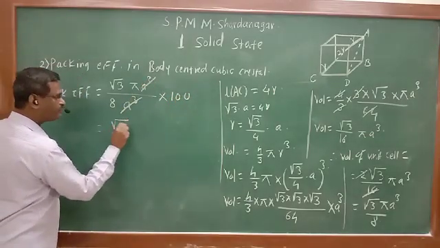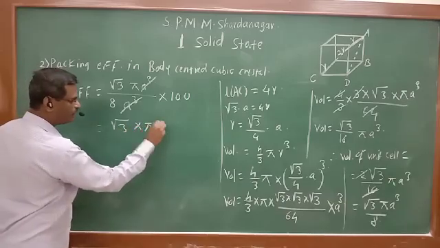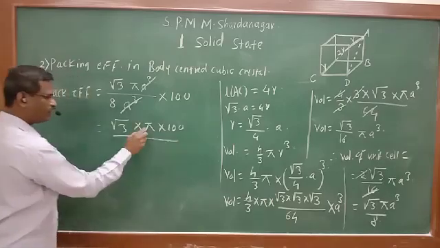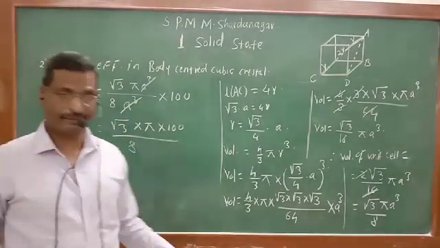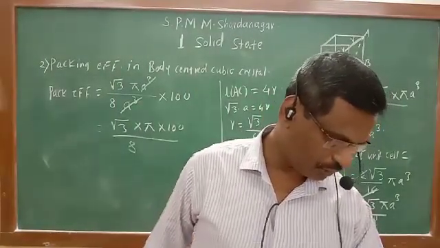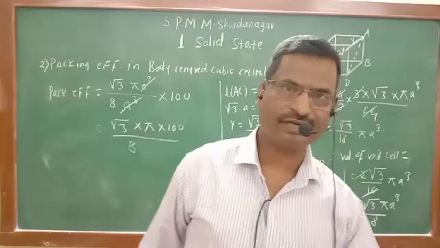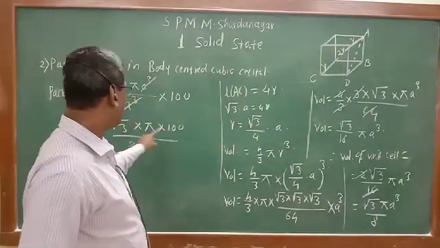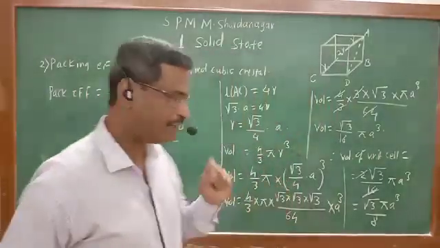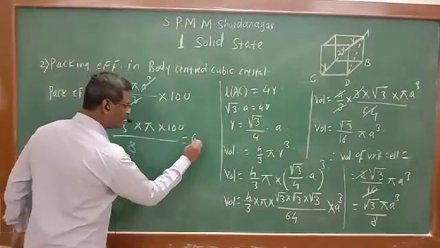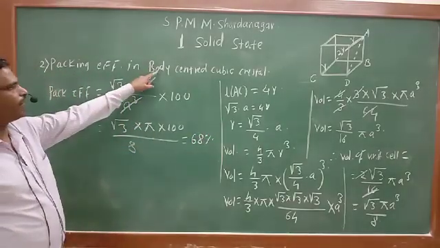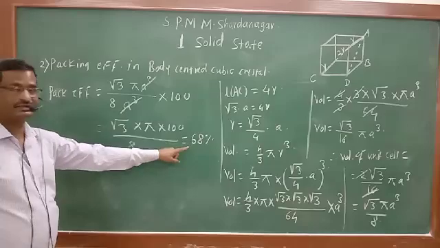So square root of 3 into pi into 100 divided by 8. We know the value of pi, 3.14, and if we solve all those factors, square root of 3 pi into 100 divided by 8, on solving it correctly, this answer comes to be 68%. Means packing efficiency of body centered cubic crystal is 68%.